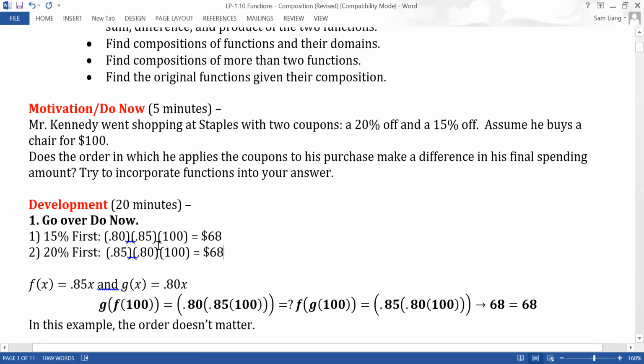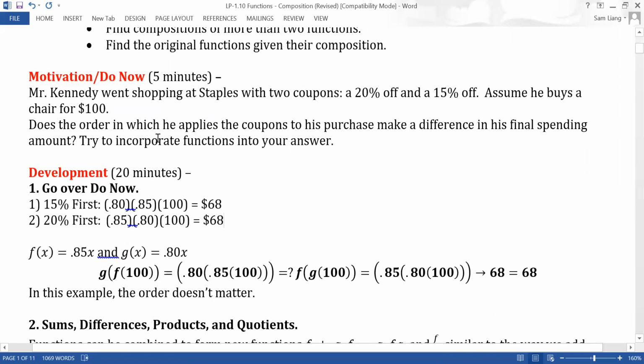We know intuitively that this shouldn't matter, right? Otherwise you'd see people wondering which coupon they should apply first at the store, and that would take more time. But in this case, it actually doesn't matter which coupon you apply first.